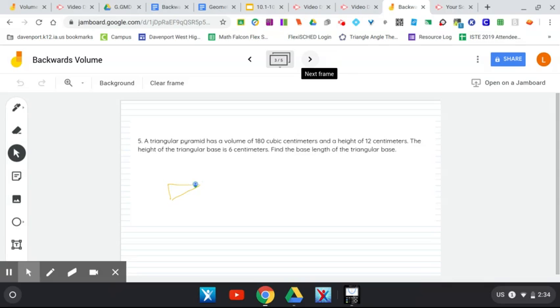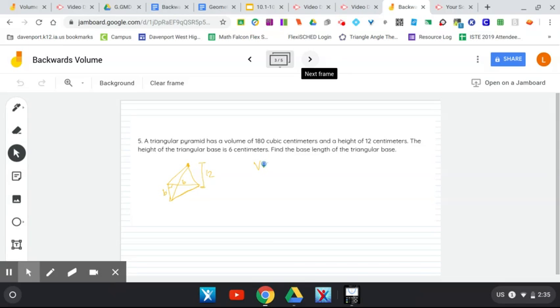Don't judge me too harshly here. I'm attempting to draw a pyramid for you so you guys can visualize it. It's a lot harder to do on a tablet than on paper. So your height from here to here is 12. It says the height of the triangular base is 6, and they want to know what the base length is.